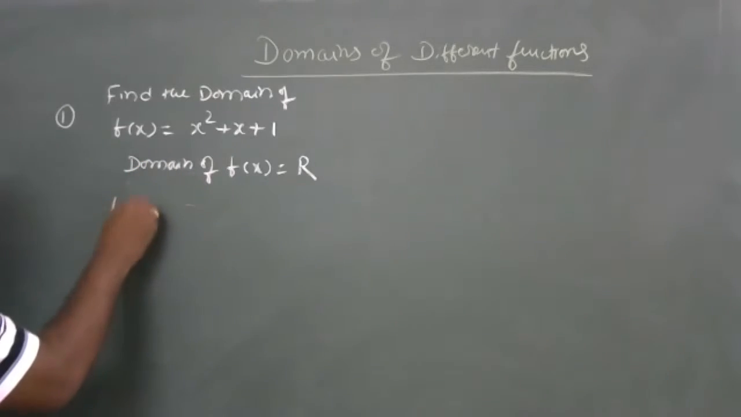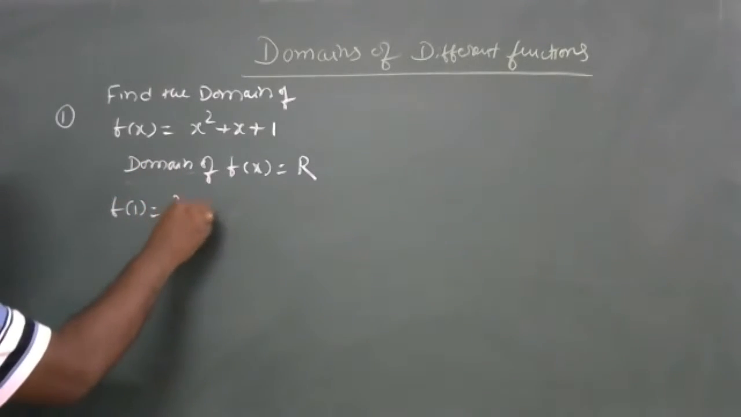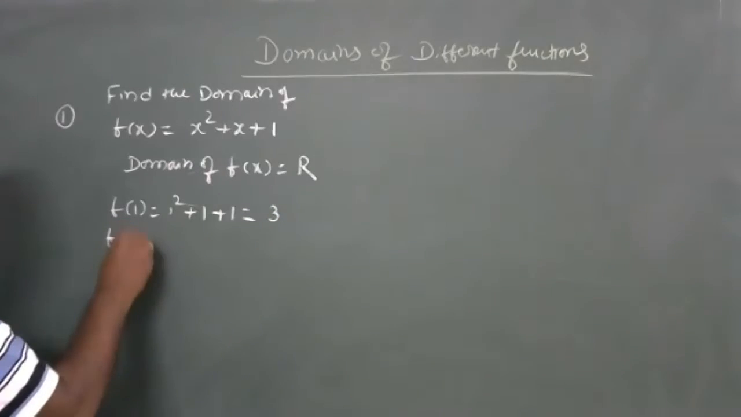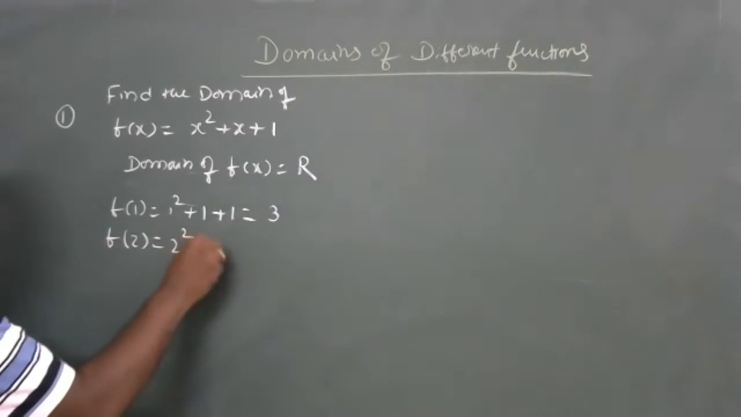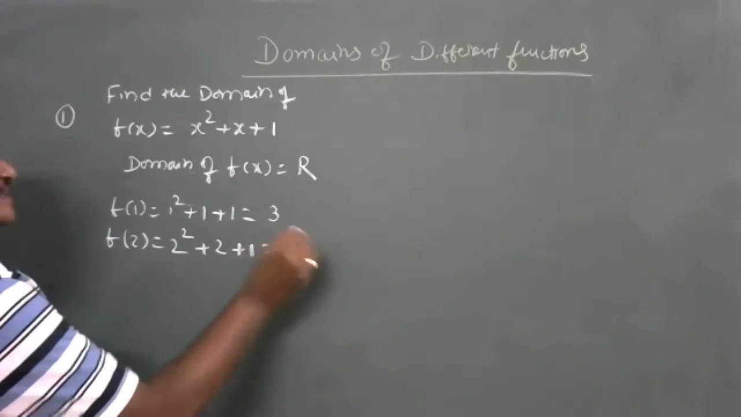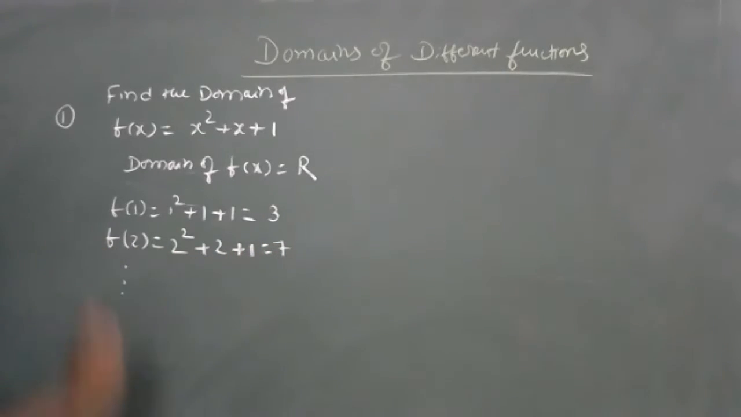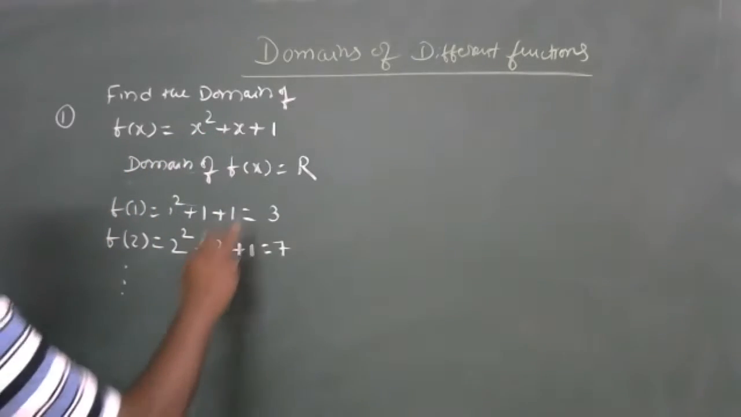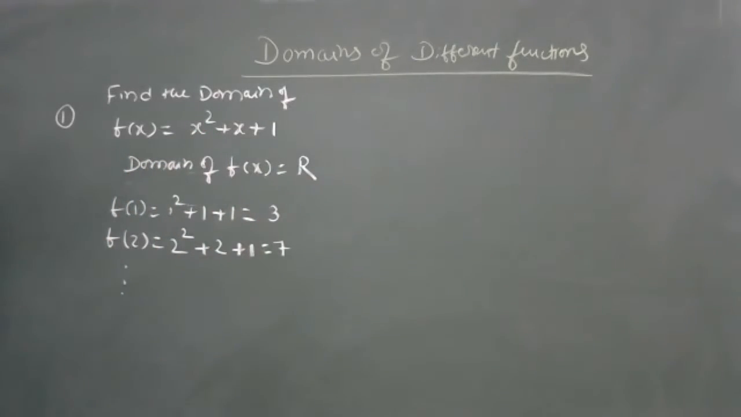Because anything you can do: f of 1, you can do 1 square plus 1 plus 1, that is nothing but 3. F of 2 is nothing but 2 square plus 2 plus 1, 4 plus 3, 7. Like this, you can do many values. Therefore, the domain of f of x equal to x square plus x plus 1 is nothing but the set of all real numbers.